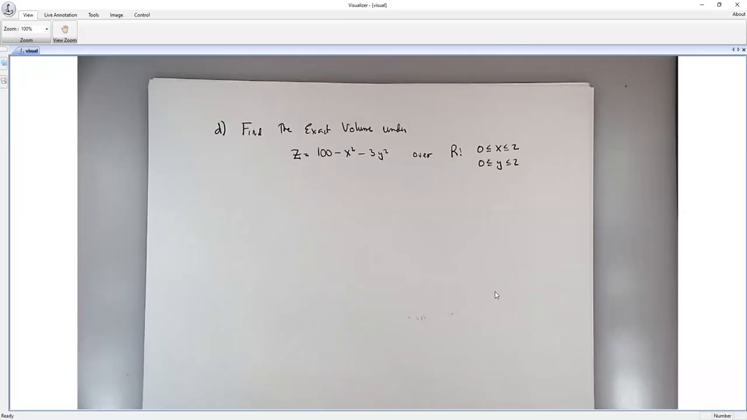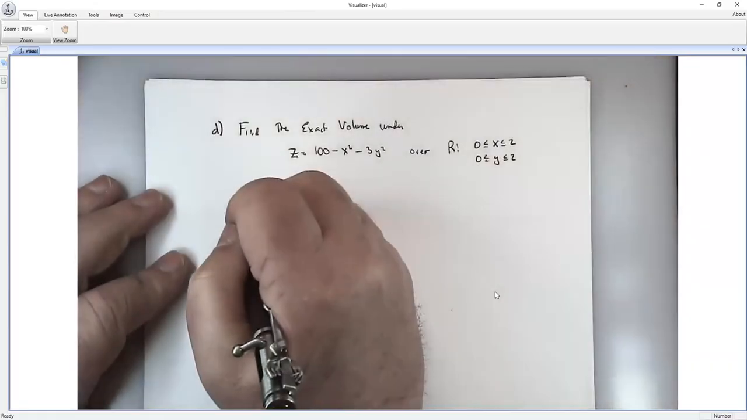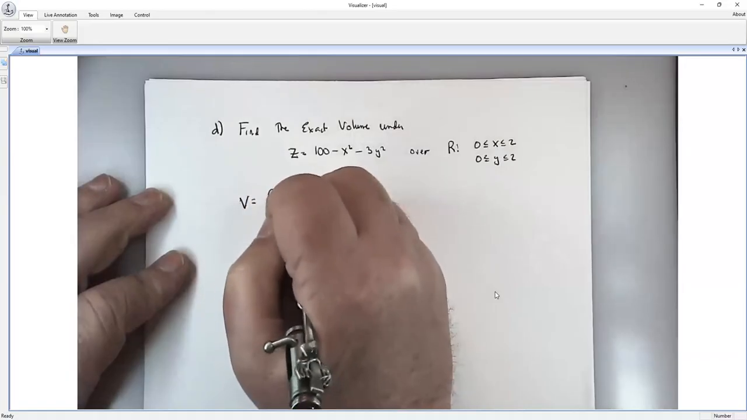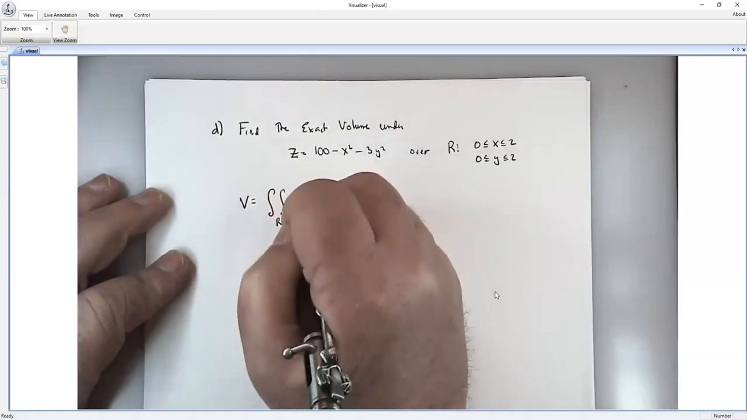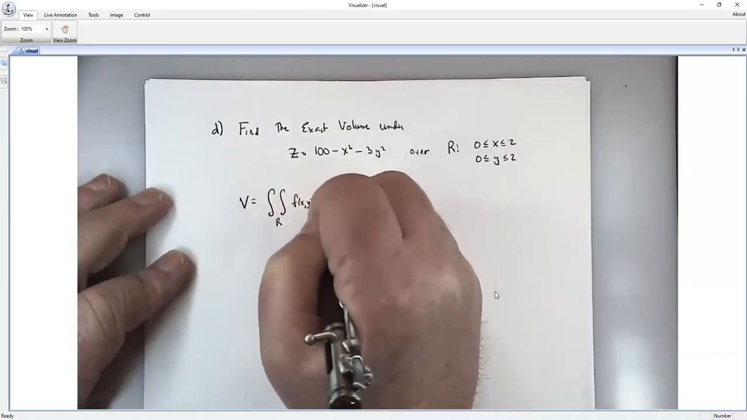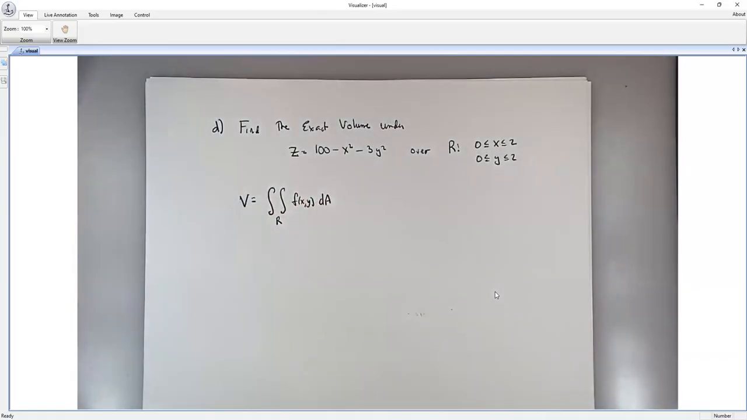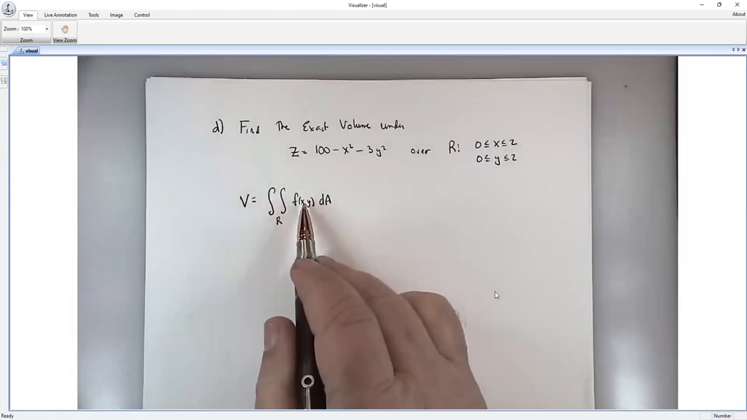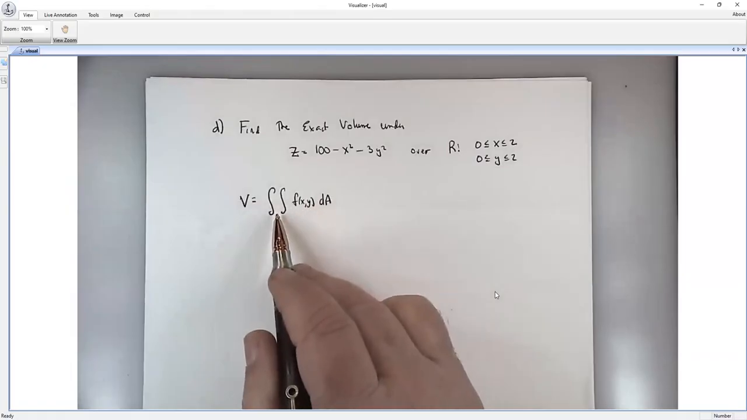Well, what have you learned? When I integrated in calculus 1, I got area under the curve. But now that we're in calculus 3, I do a double integral over a surface, and I get the volume under the surface. So to calculate the volume, you do a double integral over a particular region of some function f of x, y, dA. This is your traditional formula for the volume under your surface z equals f of x, y over whatever region you got.